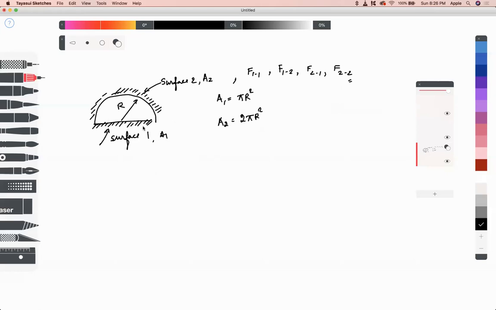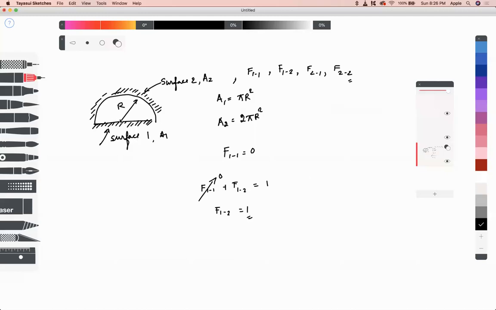Now the first thing from the standard cases, we know that if it is a flat surface, then f1 to 1 should be equal to 0. All right. And then we apply the summation rule. Since it's an enclosure, we can apply the summation rule, and I can say that f1 to 1 plus f1 to 2 should be equal to 1. And since f1 to 1 is 0, f1 to 2 is equal to 1.